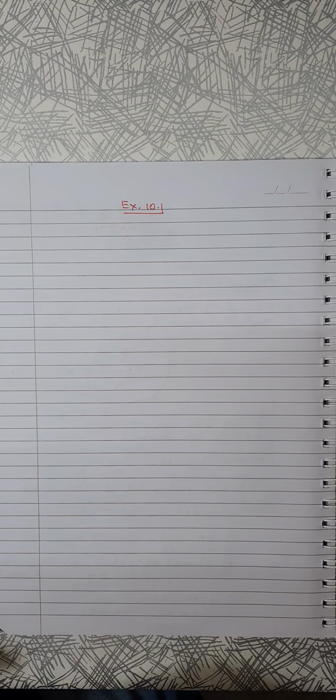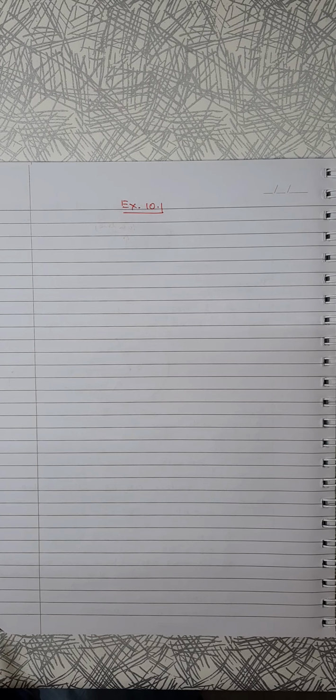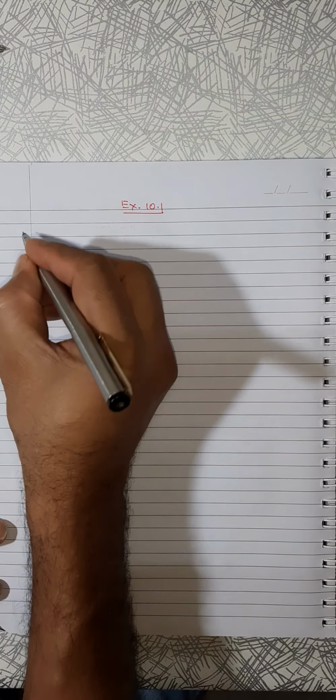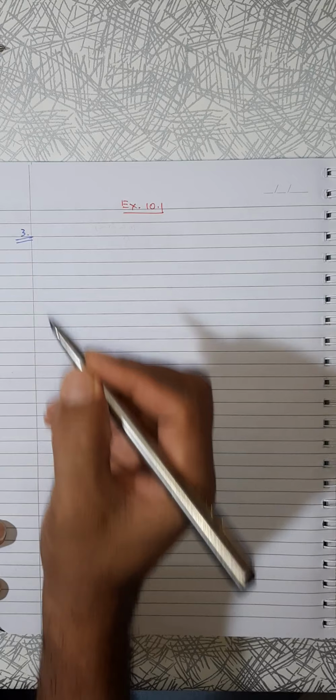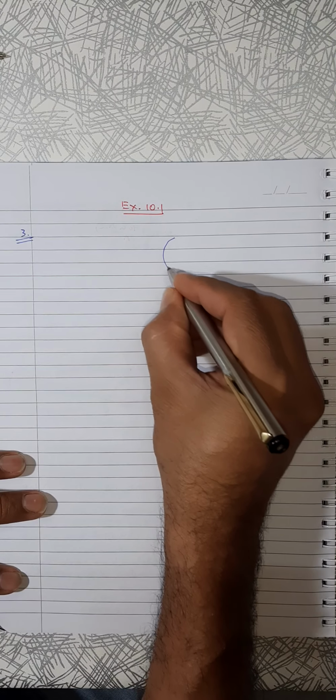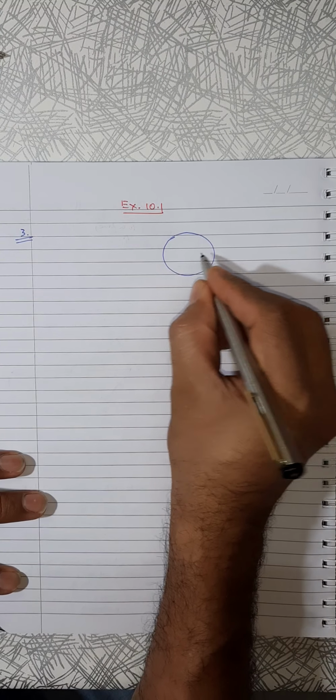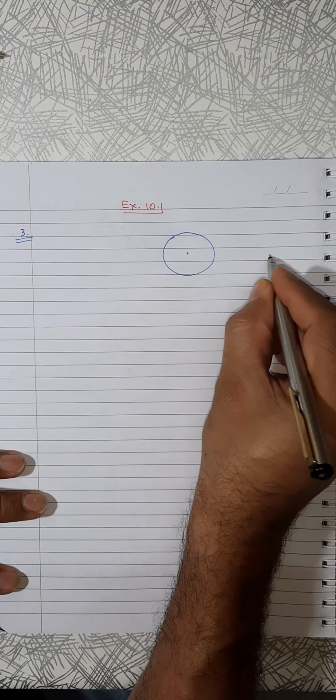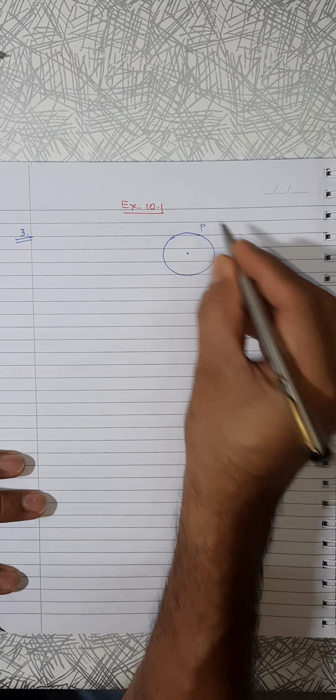Now let us continue with the exercise questions. Exercise 10.1, question number 3. It is written, a tangent PQ at a point P of a circle. At a point P of a circle, that means a point P here.